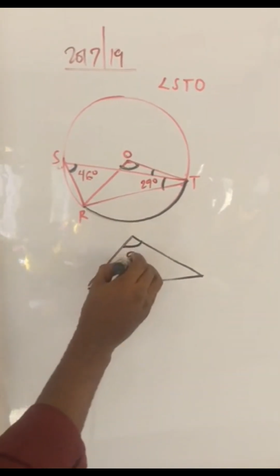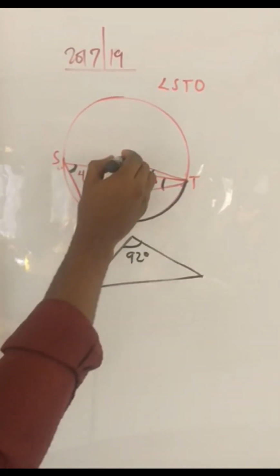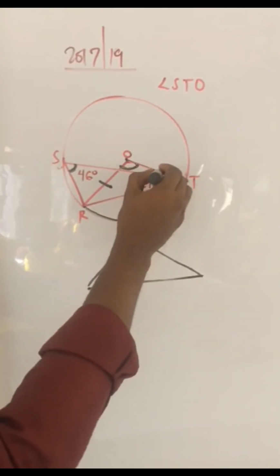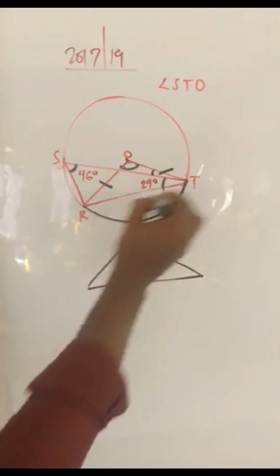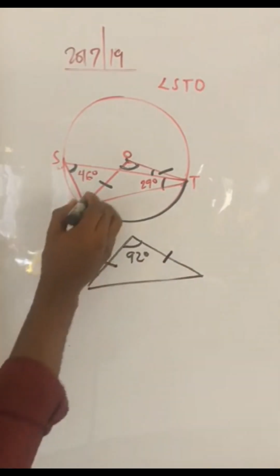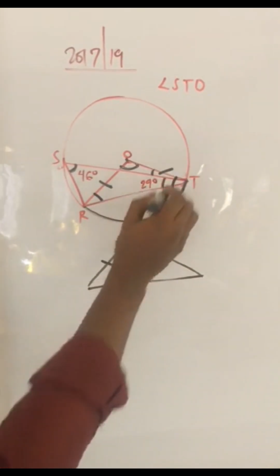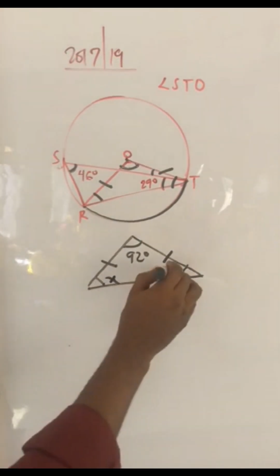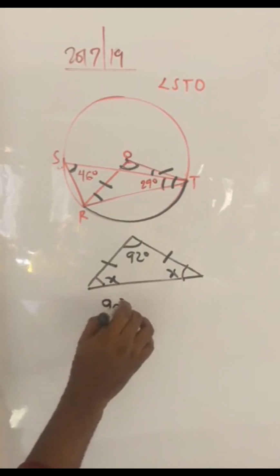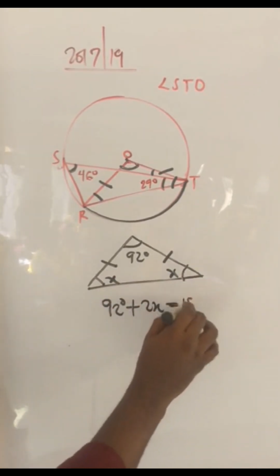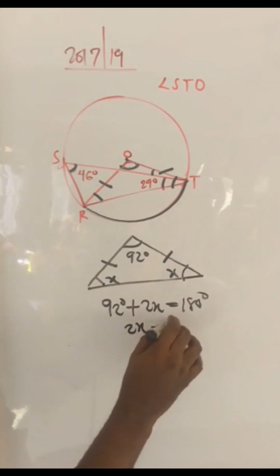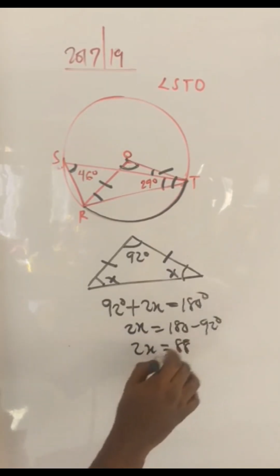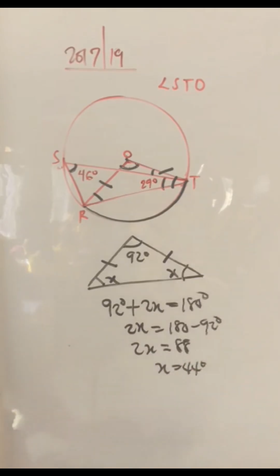So let's look at this triangle. This angle here is 92 degrees. Now if you observe, this is the center of the circle. Then RO is a radius, TO is also a radius. So this triangle ROT is an isosceles triangle. So therefore this angle and this angle should be equal. Let's call this angle x, this will also be x. So if we do 92 plus 2x equals 180, then 2x equals 180 minus 92. So from here, x equals 44 degrees.